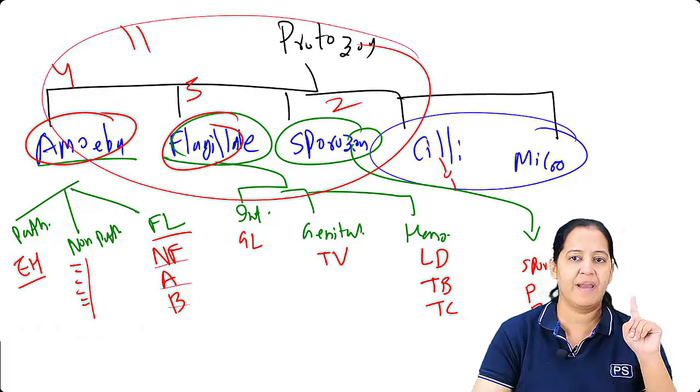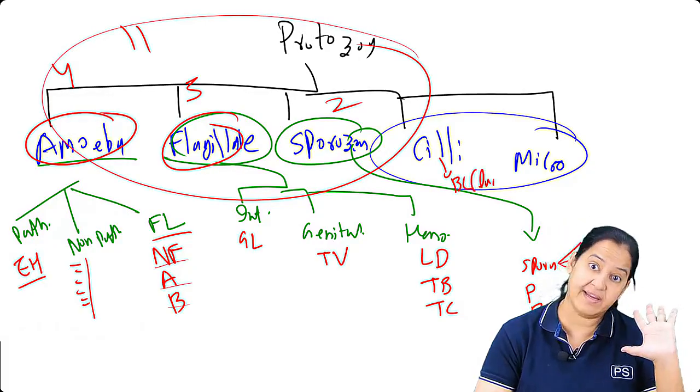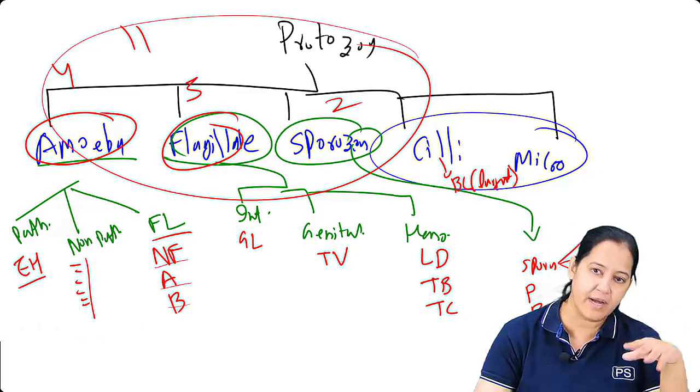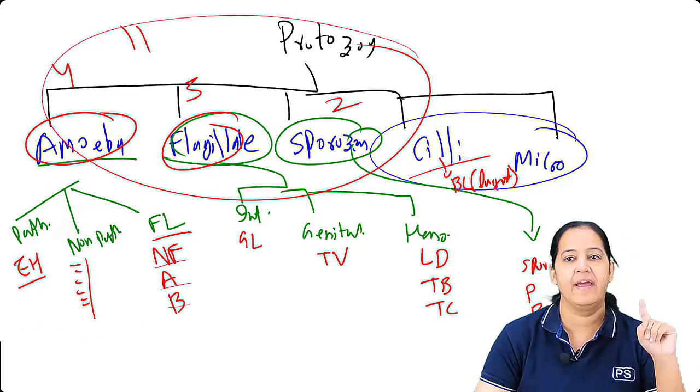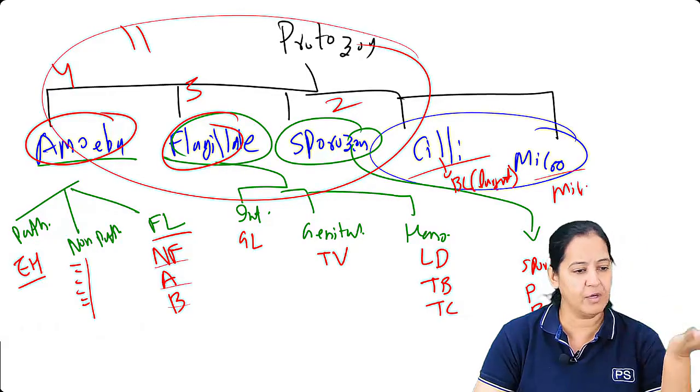Here you can write Balantidium coli. This is the largest one, write it in the classification itself. This is the largest one and the only ciliated. Ciliated has only one. And Microsporidia is Microsporidia. No other question on that.